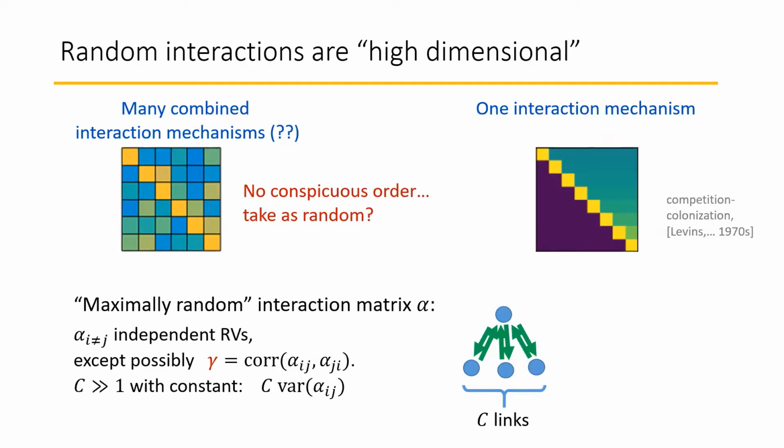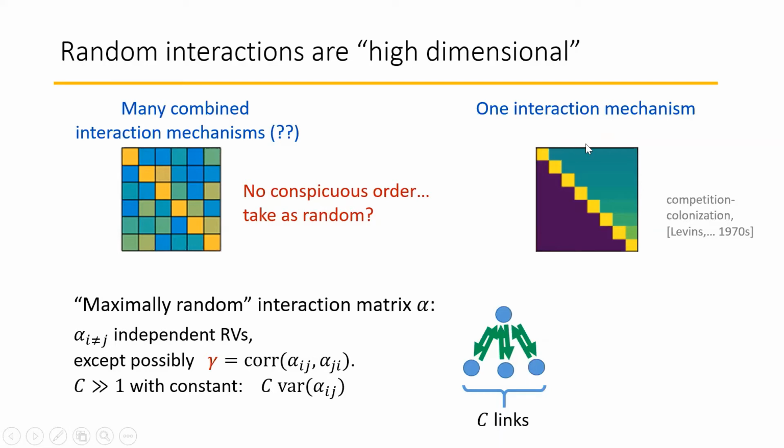And here's a simple way to take these numbers. You basically take independent random variables. You want to allow some level of symmetry. So you can have a completely symmetric matrix where the effect of species I on species J is equal to the effect of species J on species I, but other than that, you don't impose anything else. The one thing we're assuming here is that each species has a large number of non-zero interactions with other species. This C is the number of links, and we assume it is large. By the way, 6 or 10 is already a pretty large number for our purposes.